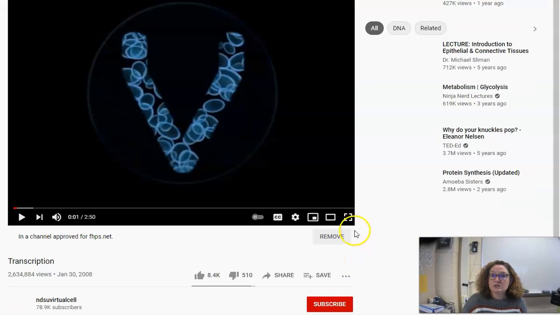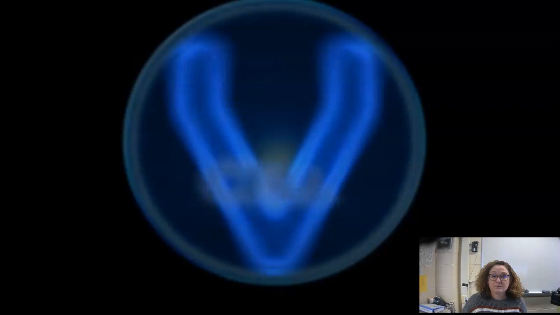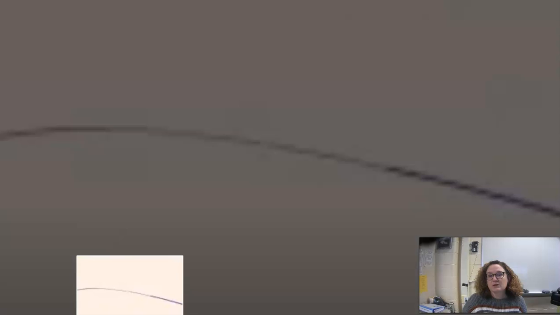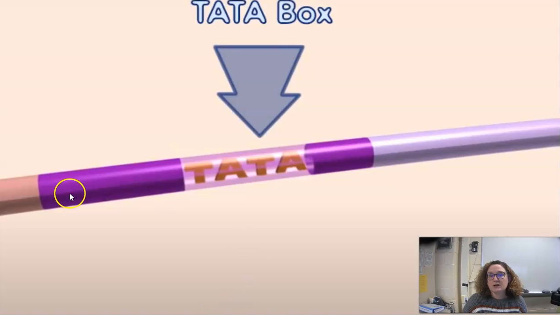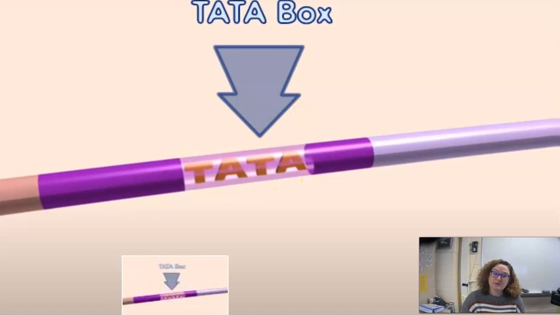Some of the key things that you'll find when you watch this: you don't need to know all these transcription factors, but really it's just watching this part of it. And what you'll notice is that it's only going to copy, this is the DNA. It's going to start here at this beginning. So it doesn't copy the whole piece of DNA. It only copies part of it.